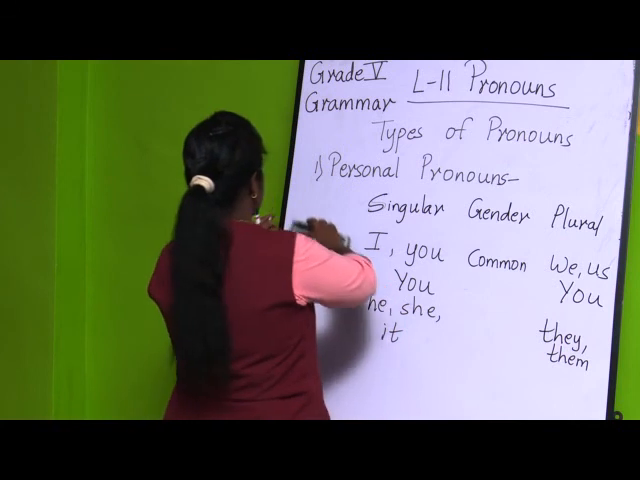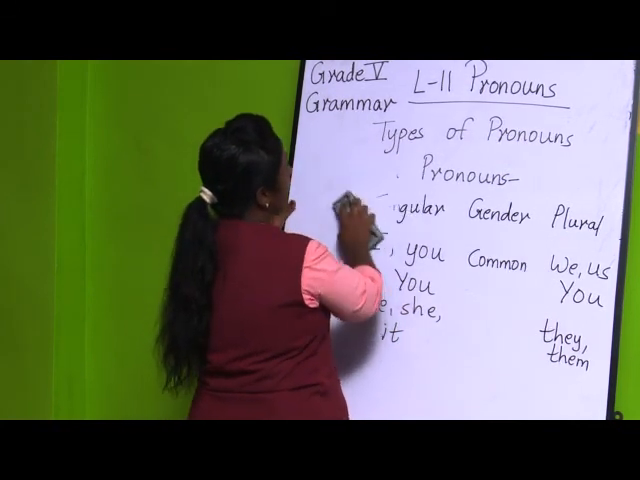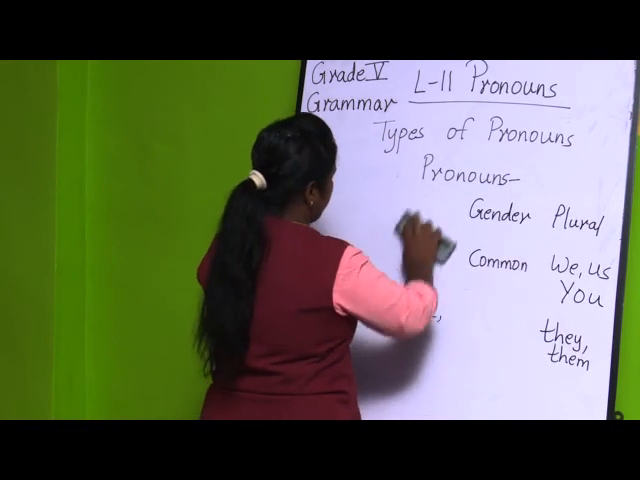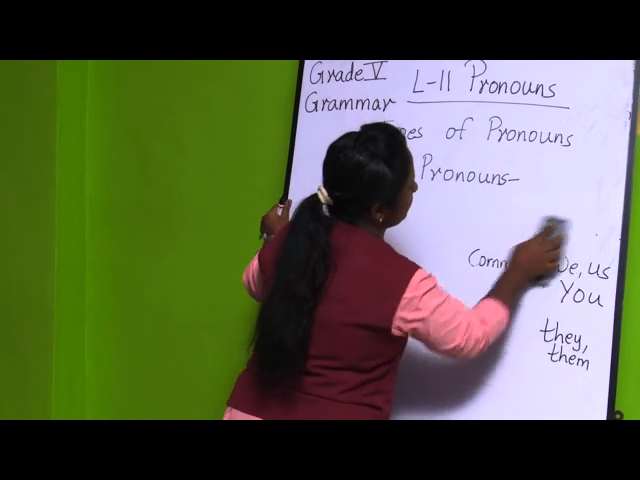Second is demonstrative pronoun. Now, what is demonstrative pronoun? When we point out something, okay, if we point out something to show, that is called a demonstrative pronoun.